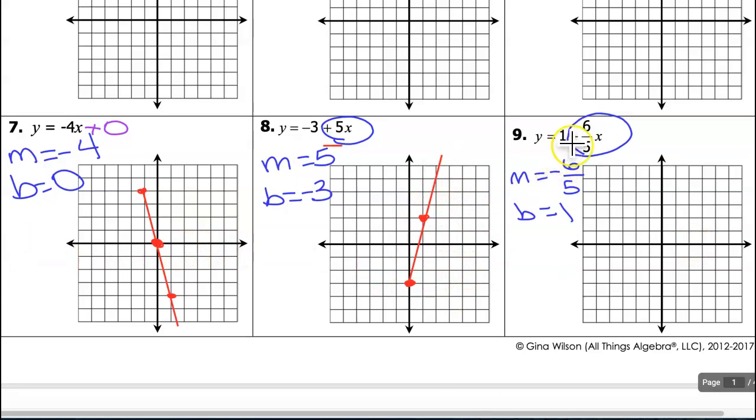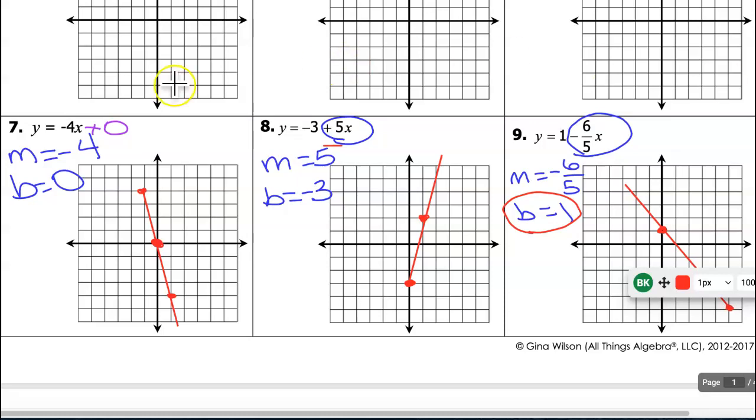Same thing for number 9. I start with my y-intercept, which is +1. And then my slope is -6/5, so I will go down 6 and to the right 5. All right, so that is how we graph linear equations when they are in slope-intercept form. Graph the intercept first, and then use the slope to come up with another point.